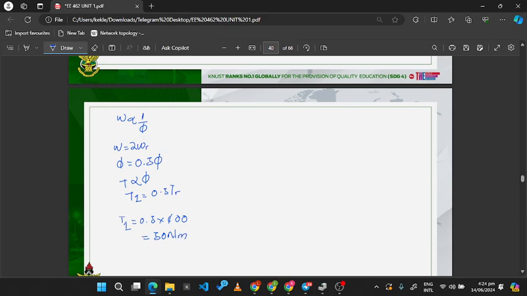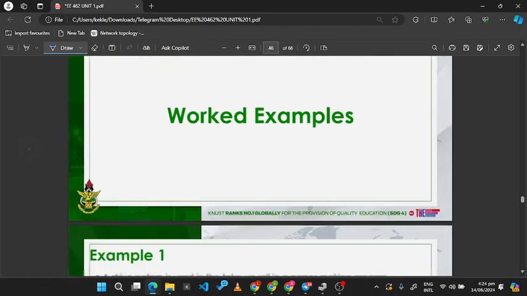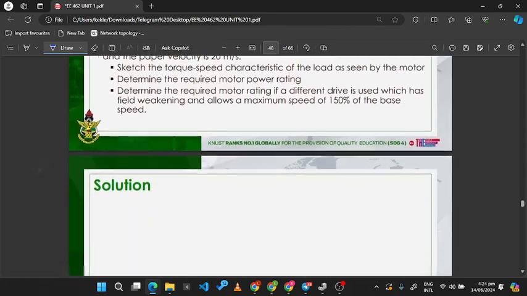Alright, so we are done for the first part. Then we move to the second set of examples.